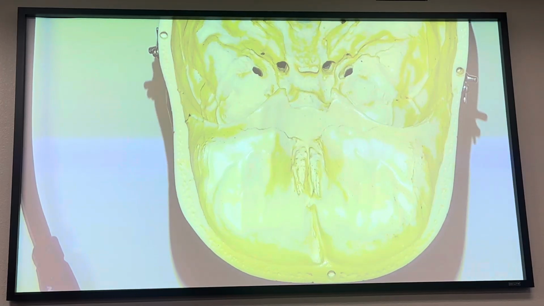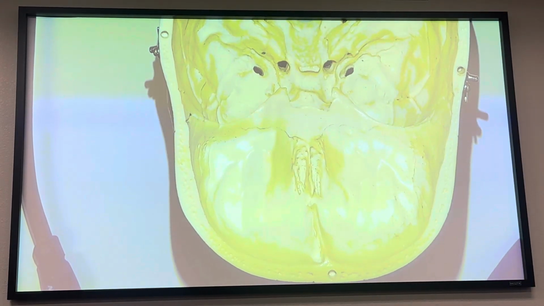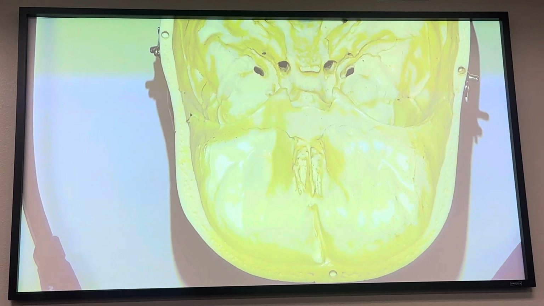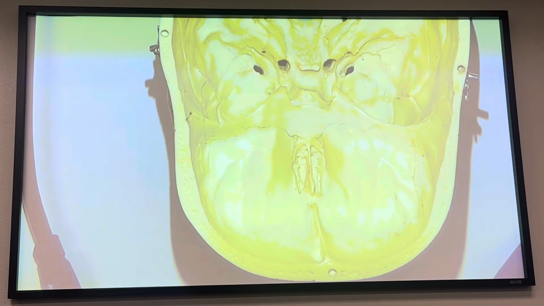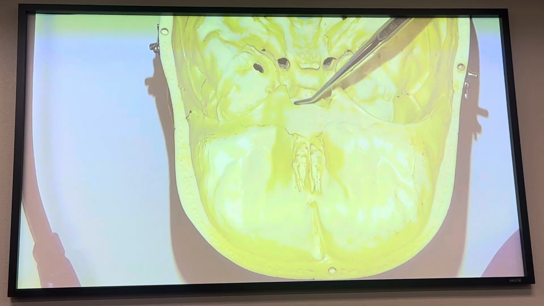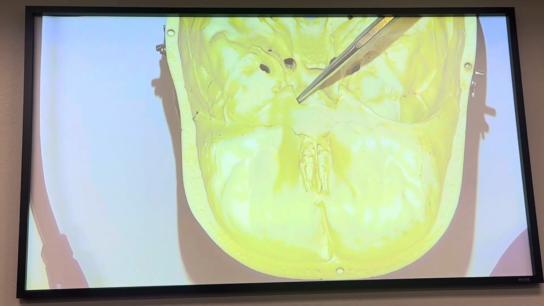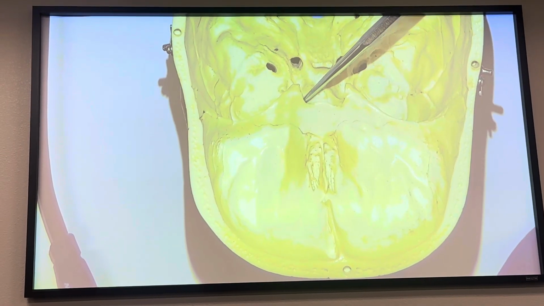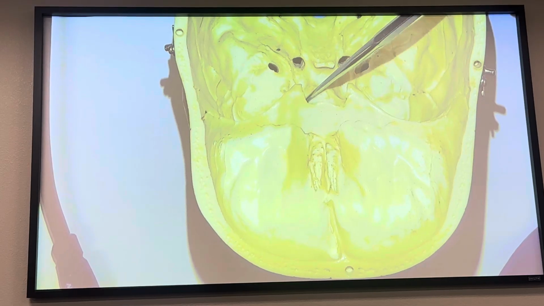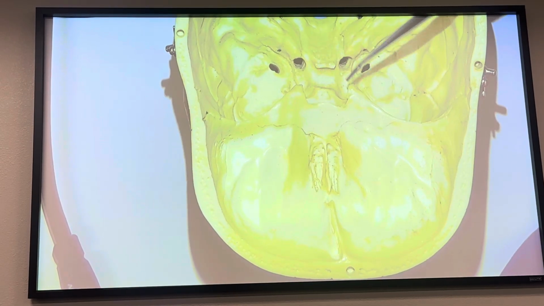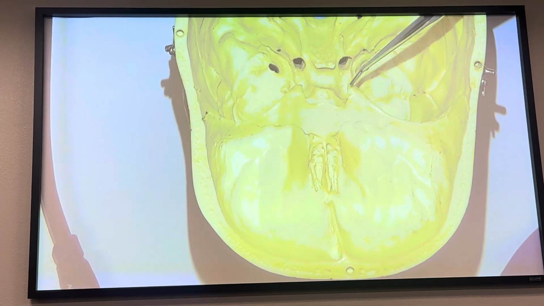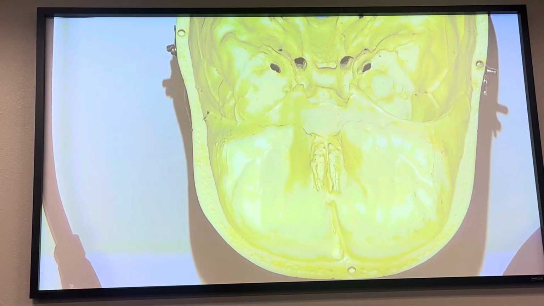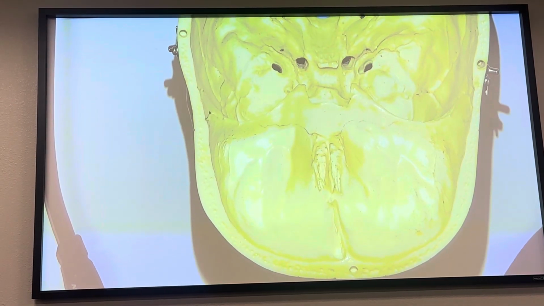The second foramen associated with the anterior cranial fossa allows cranial nerve number 2 to exit the inside of the skull. The optic nerve uses its own separate hole to get into the orbit. We'll find that it's located medial to these little bony projections. We call those anterior clinoid processes.